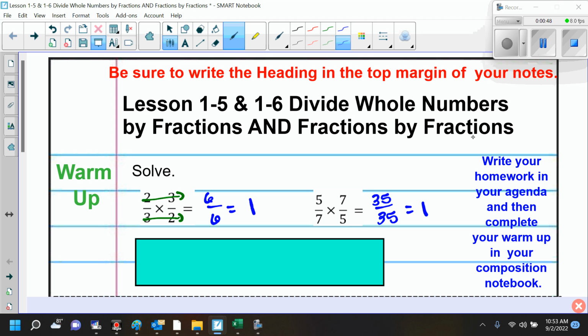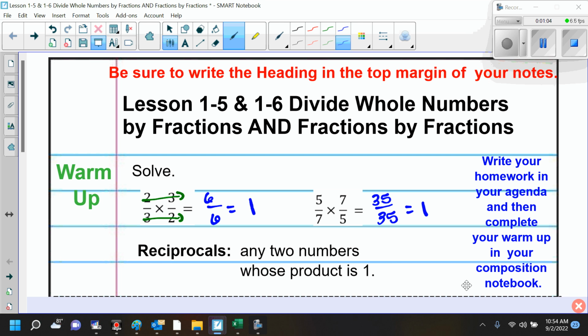Now, what do we call these fractions that when we multiply them, they give me 1? The product is going to be 1. What do we call those? What we call that is reciprocals. Please make sure you write that down in your notes. Reciprocals are any two numbers whose product is 1.